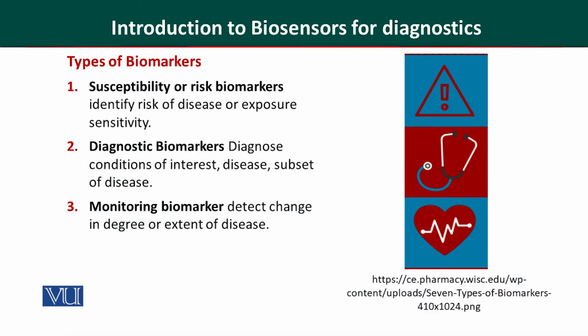Now, the types of biomarker. There are generally 7 types of biomarker. First is susceptibility or risk biomarker. They identify the risk of disease or exposure sensitivity. Second type is diagnostic biomarkers. Diagnostic biomarkers diagnose the conditions of interest, disease, and subset of disease.